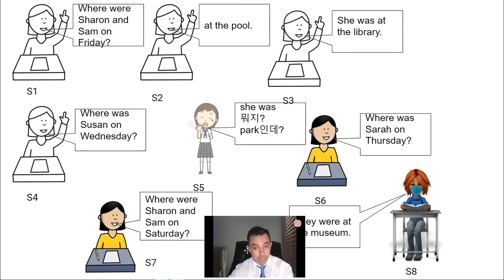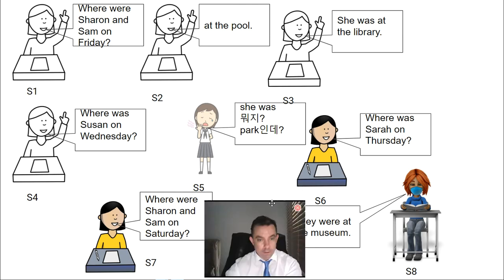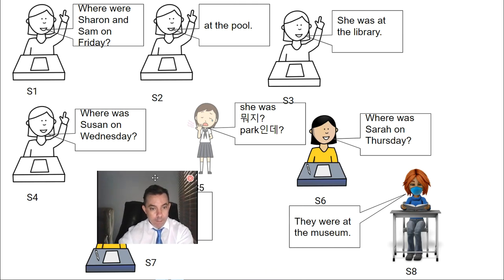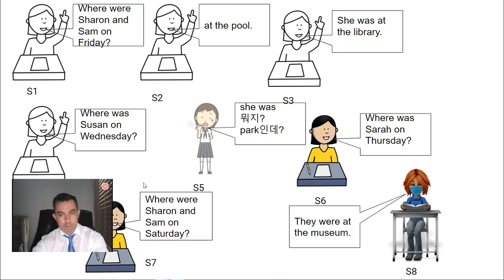Now, go! Where were Sharon and Sam on Friday? At the pool. She was at the library. Where was Sarah on Thursday? Where was Susan on Wednesday? S5, S7, where were Sharon and Sam on Thursday? They were at music. Good job, guys. Good job. Oh, S5, how do we say that in English? Maybe later. All right.